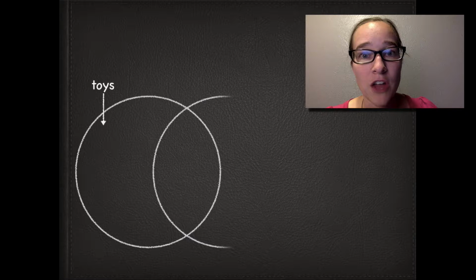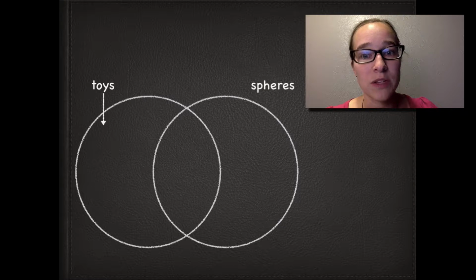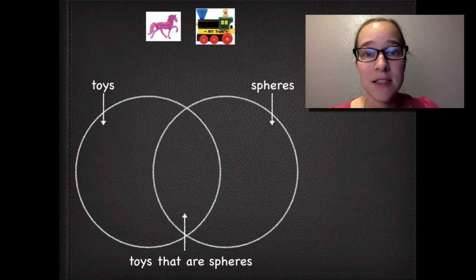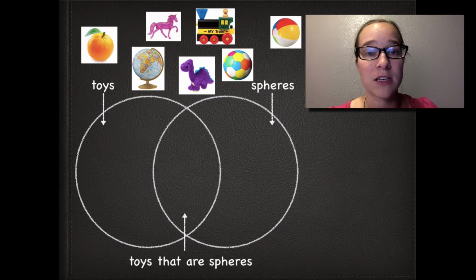And then we have another circle, and this circle we'll label as spheres. And you can see that there's a space in the middle where they overlap. That area in the center is for things that are both toys and spheres. So I have labeled that as toys that are spheres. Let's look at some of the things that we can categorize today.